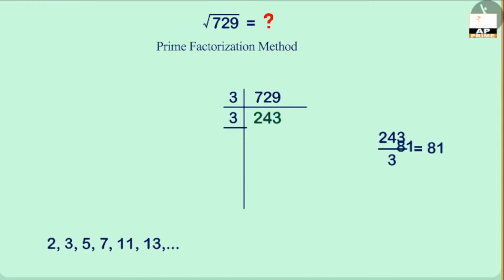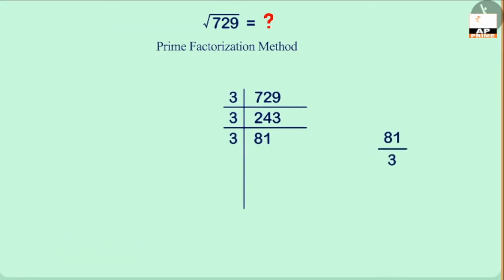Write it below 243. Now, find the smallest prime number that divides 81 completely. That is 3. Write 3 in the first column of the third line. Dividing 81 by 3 gives the result 27. Write it below 81.